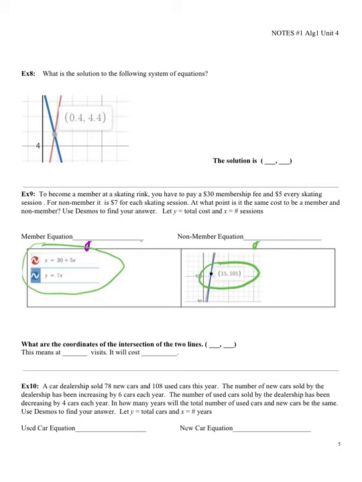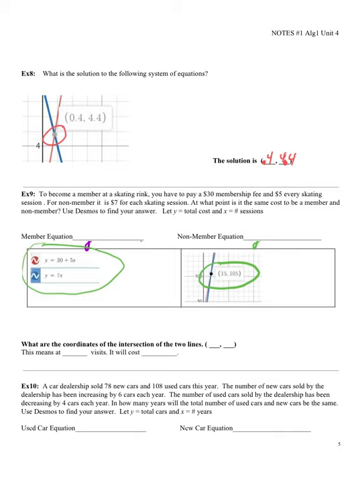Okay, same thing here, right? Example 8, what is the solution to the following equations? All right, I have my red line and my blue line, and they intersect right here, which is the point (0.4, 4.4). Okay, make that clear. That is the solution because that is where they intersect. Now we're going to go see how this fits into word problems.